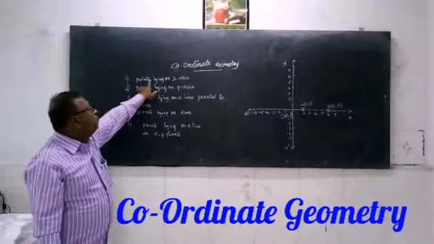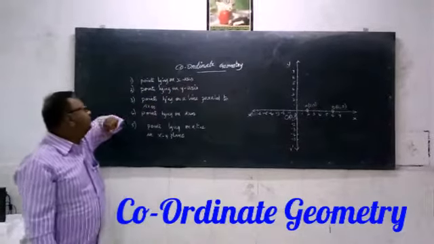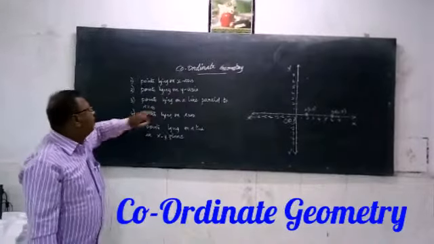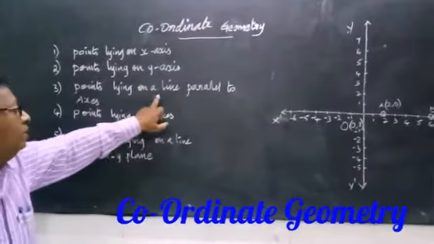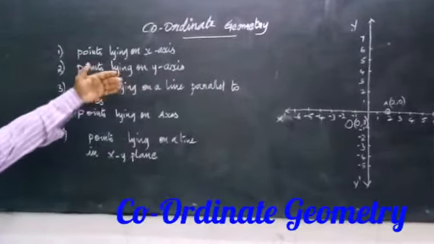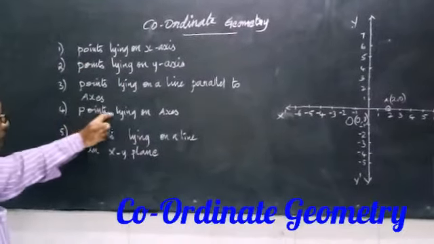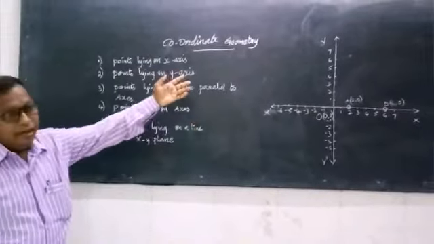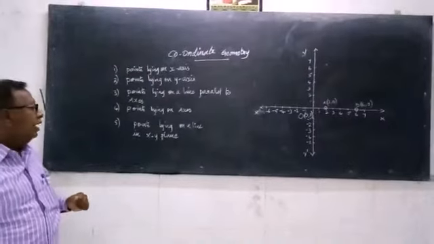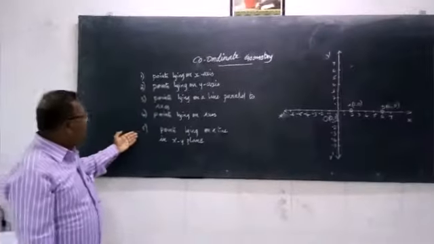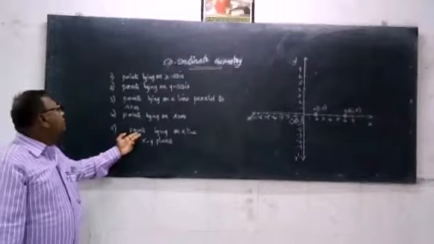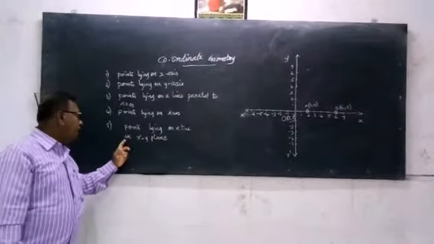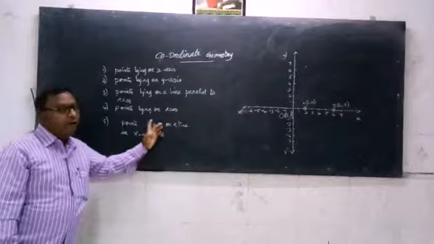One is for points lying on x-axis. The other is points lying on y-axis. And again, points lying on a line parallel to the axis. Then points lying on axis, where one point will be lying on x-axis and the other point will be lying on the y-axis. And the last one here is distance between the points which are lying in the xy plane.